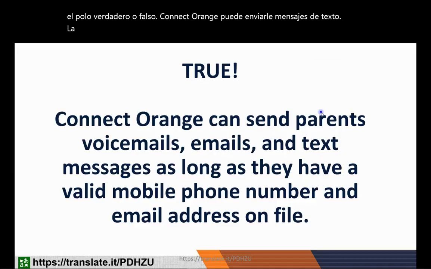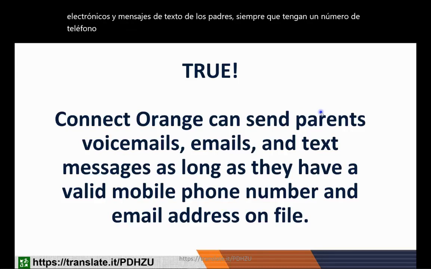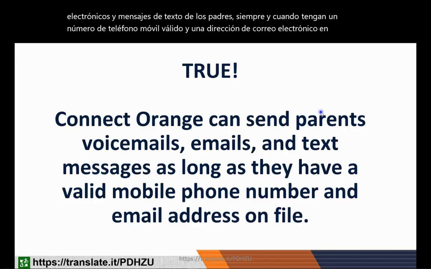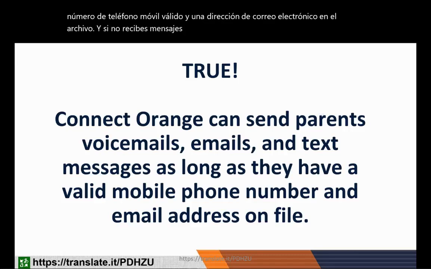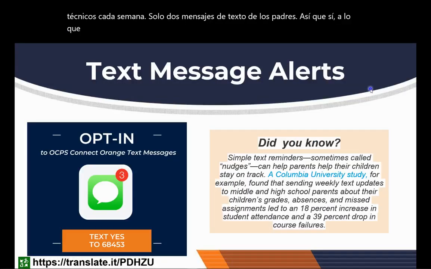Connect Orange can send parents voicemails, emails, and text messages as long as they have a valid mobile phone number and email address on file. And if you're not getting text messages, we send one great tech tip video out every week just to parent text messages. So guess what? You can join today. All you have to do is opt in by texting yes to 68453.